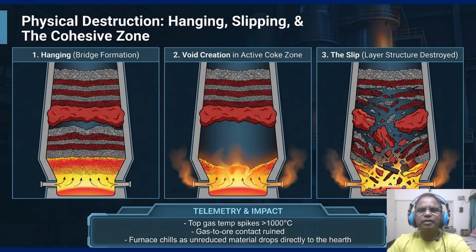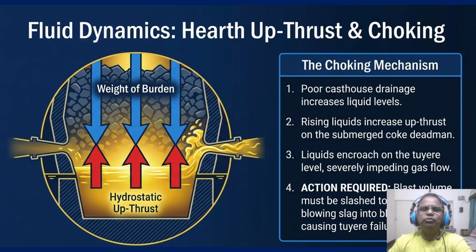So while the top of the furnace is sleeping, we must also monitor the fluid dynamics occurring at the very bottom. And our next slide talks about that. So let's look at the hearth. In this diagram, on the left you see the yellow pool of liquid iron and slag. Look at the blue arrow pointing down, that's the weight of the burden. Now look at the red arrow pointing up, the hydrostatic upthrust.